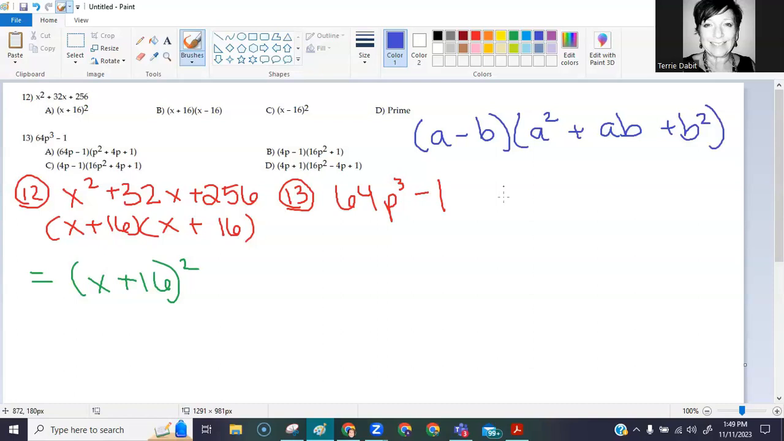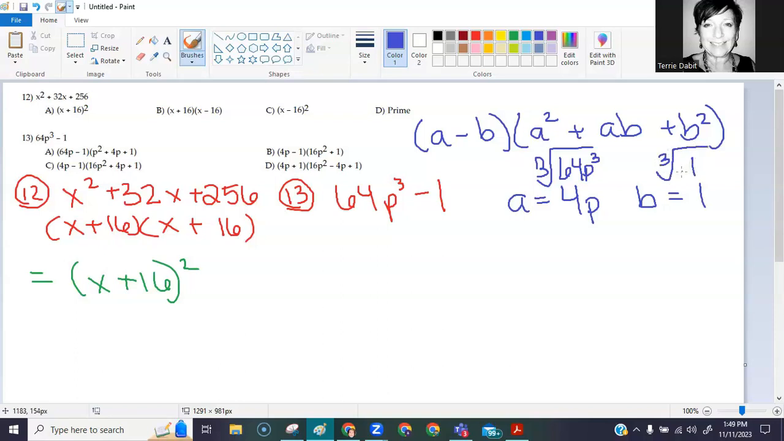So let's figure out what our A and B is. What is my A? My A is the cube root of 64 P cubed, which would be 4P. What is my cube root of 1? That's going to be 1. So this is thinking about the cube root of 64 P cubed. Over here, we have the cube root of 1.